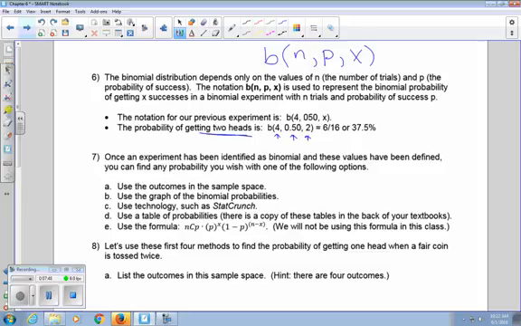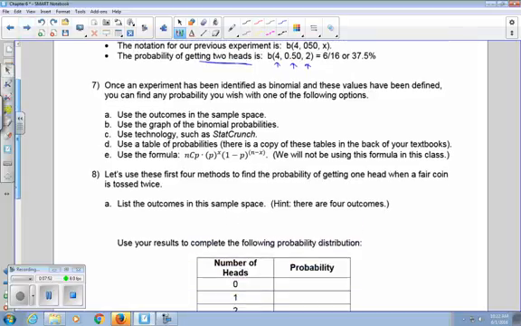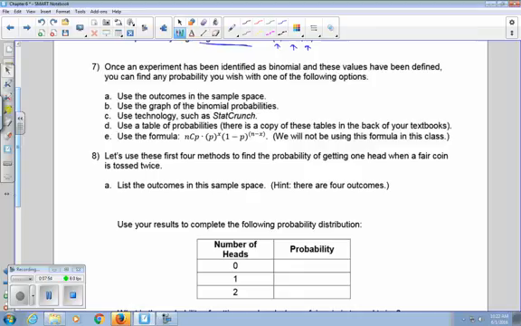probability any way you wish using one of these options. You can use the sample space like we listed before on the other page. You can use a binomial probabilities graph like we just created on the previous page. You can use technology such as StatCrunch.